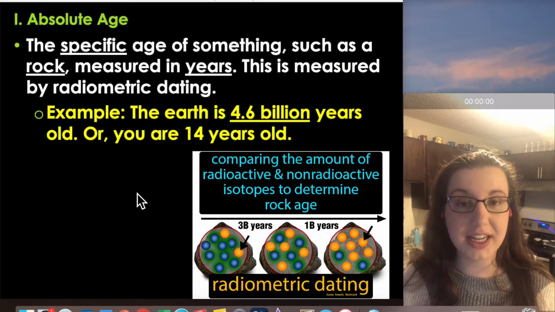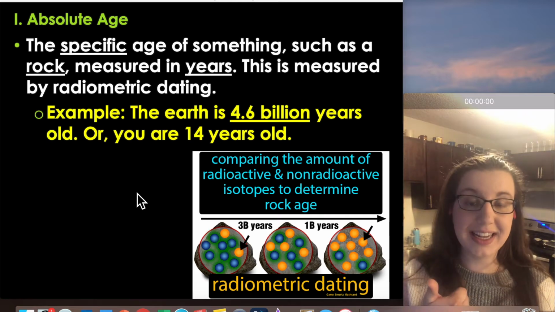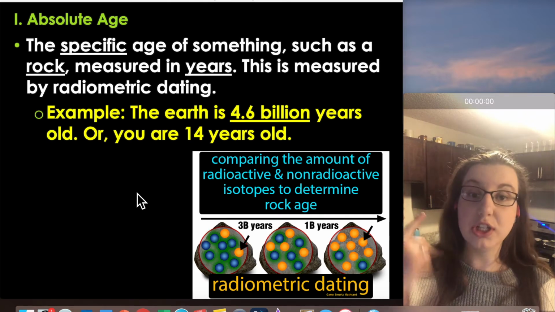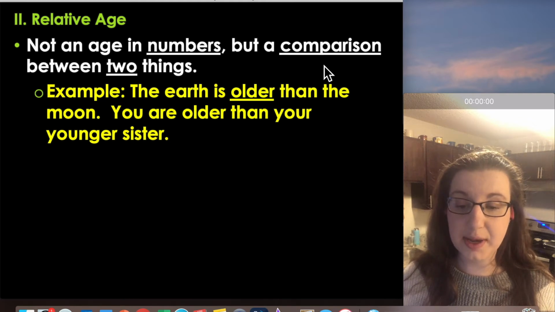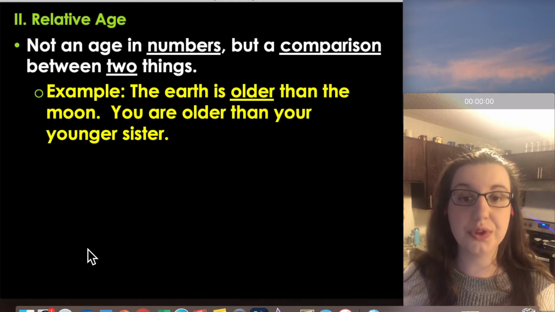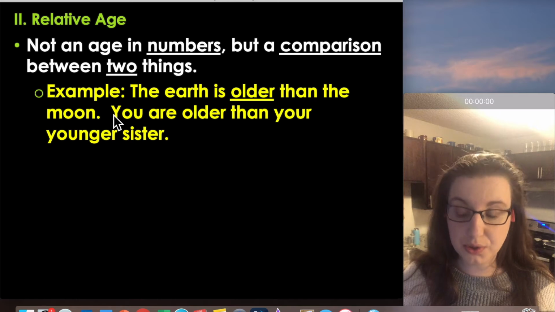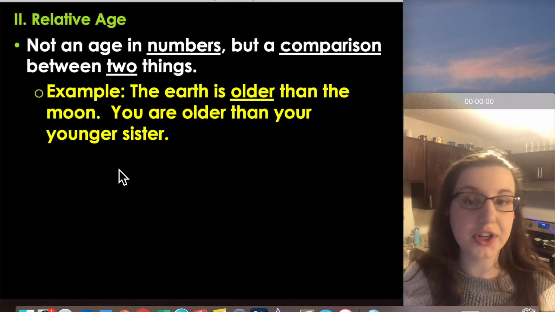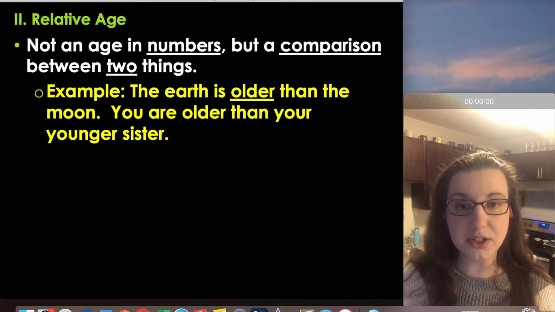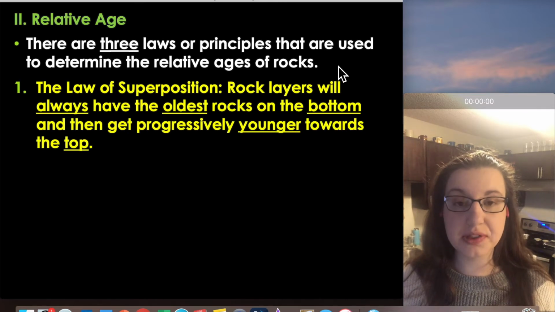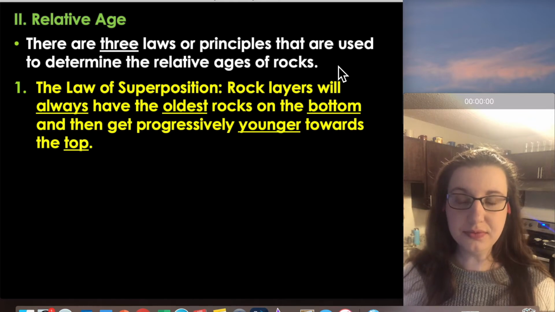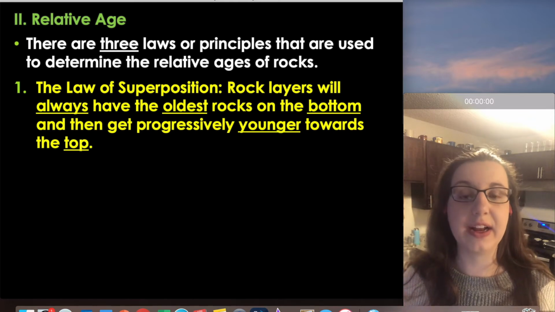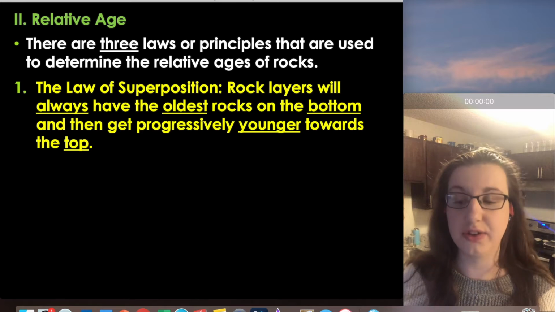And radiometric dating is what you hear about when people talk about carbon dating or uranium dating or zircon dating. There's also relative age. So not an age in a number, but a comparison between two things. The Earth is older than the moon, you are older than your younger sister. So it's comparing yourself, so it's a relative age. There are 3 laws or principles that are used to determine the relative age of rocks. And that's what we're going to be focusing on here, figuring out how old certain rock layers are.